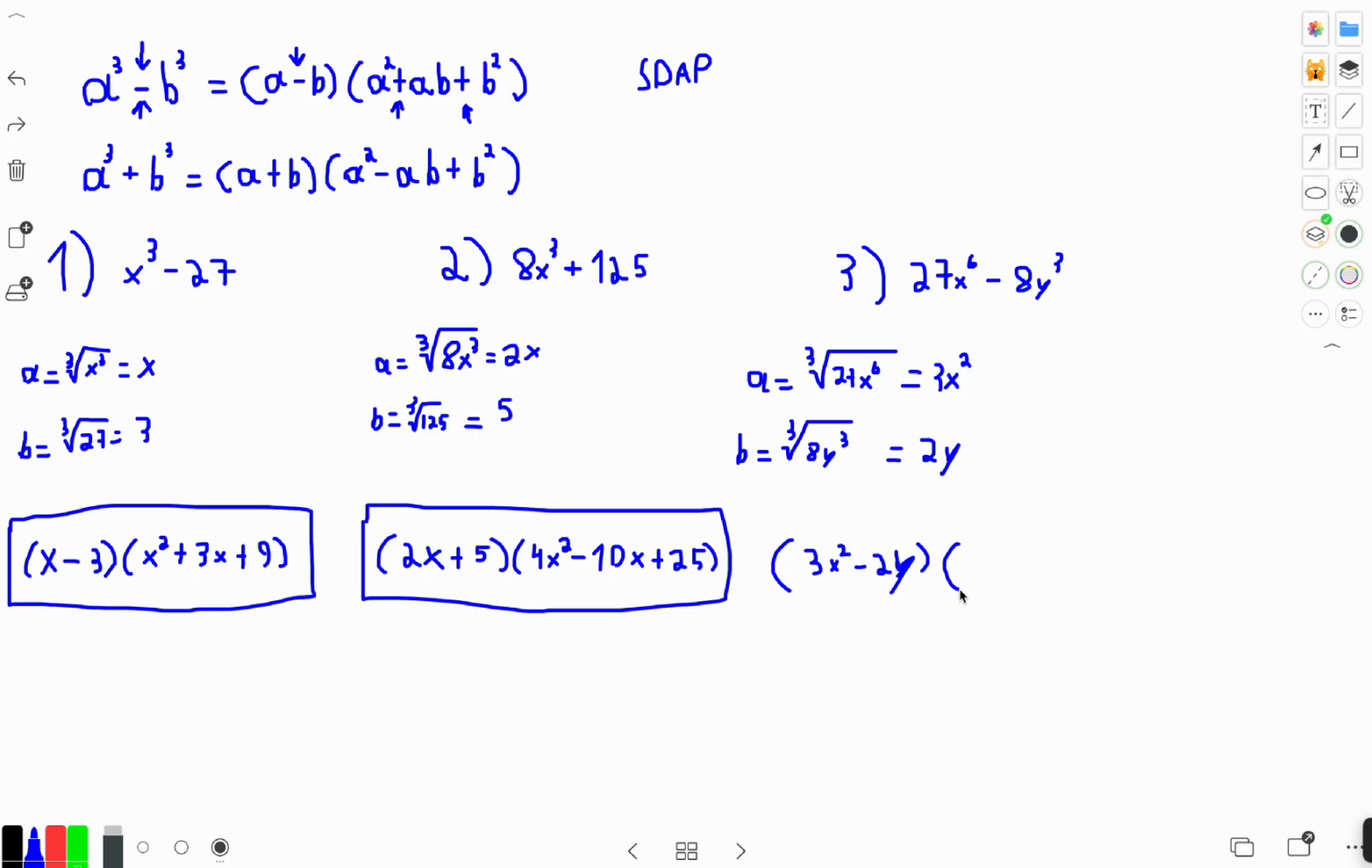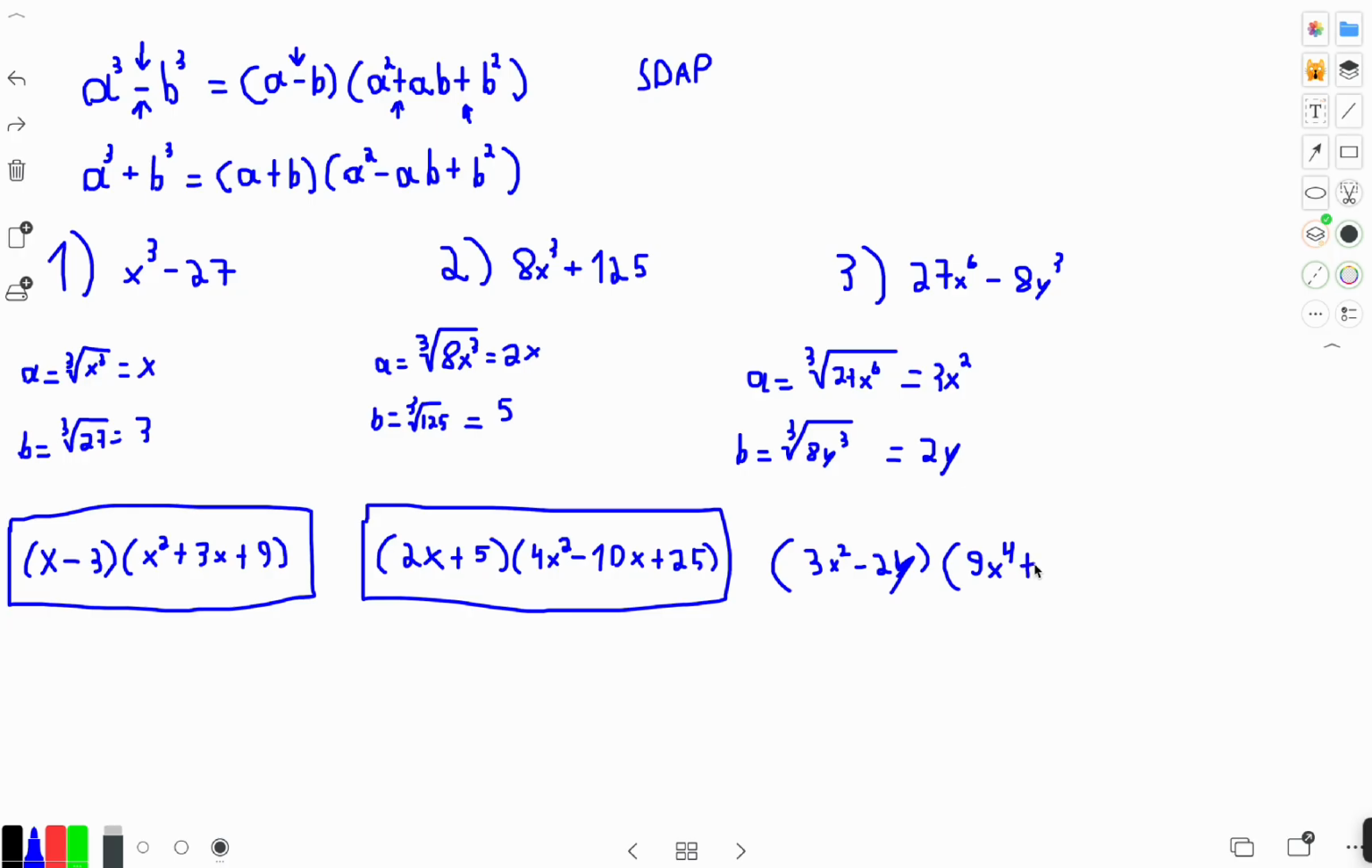And then we have a squared. A is 3x squared. So if we square 3, we get 9. And if we square x to the power of 2, we get x to the power of 4. Learn the rules of exponents, guys. Okay, our next letter is O. So that means opposite. So opposite of negative is positive. That's why we have plus.